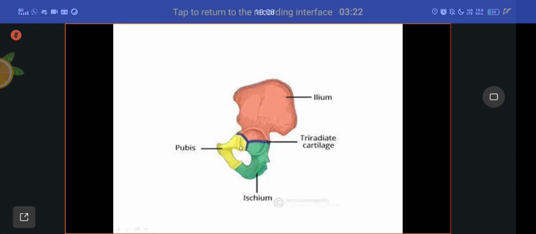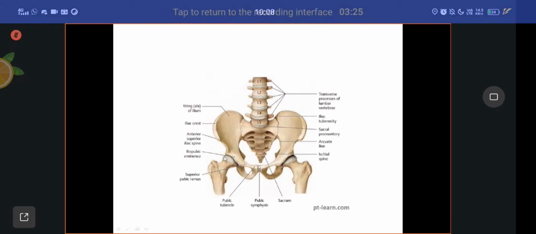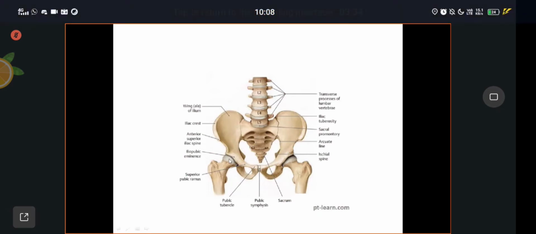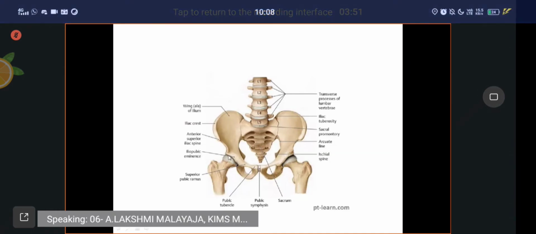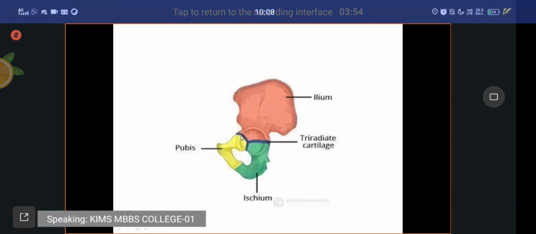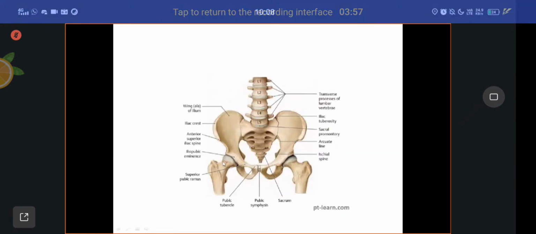Ilium, ischium, and pubis. And you see here, this acetabulum of the hip bone is articulating with the head of the femur to form the ball and socket variety of synovial joint, that is the hip joint. So the articulating surfaces of the hip joint are the acetabulum of the hip bone along with the head of the femur, and it is a ball and socket variety of synovial joint.